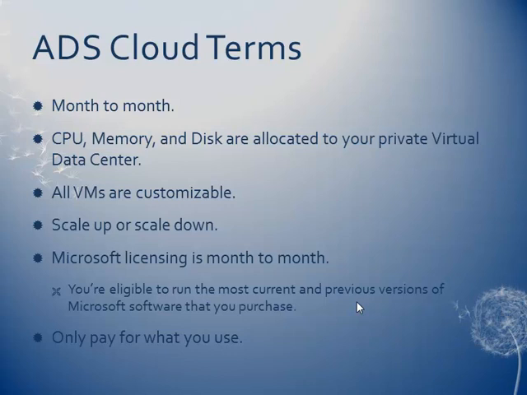If you are running Microsoft software products, the licensing is purchased month to month. So you're eligible to run the most current or previous versions of Microsoft software that you pay for. The way the licensing works is we're under something called SPLA, which is Service Provider Licensing Agreement. So if you have software assurance, you can run in our cloud without any additional costs. However, you can't take your on-prem licenses and transfer them over and run them on our cloud service, and that's a Microsoft rule, not our rule.